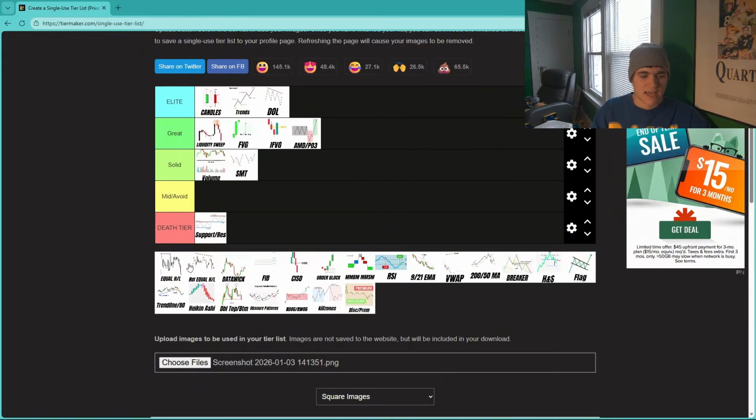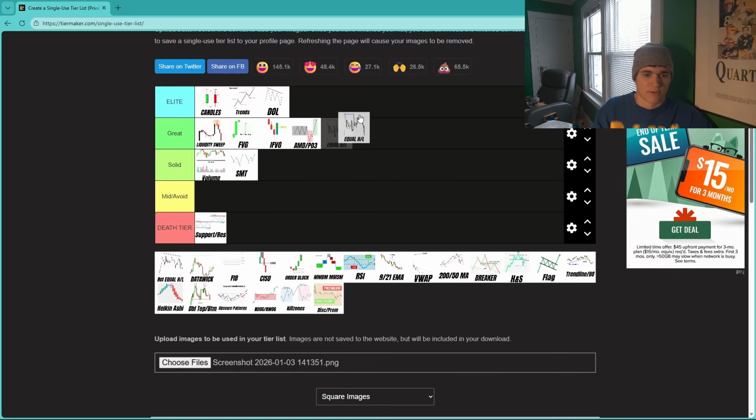Next up, this is a part of draw on liquidity, equal highs. I'd put them in great, or honestly, I'd say elite. Basically, on ES and NQ futures, or maybe gold, whatever, in futures markets, if you have an exact equal high to the tick, especially if it's several candles apart, that's going to be a very good long target.